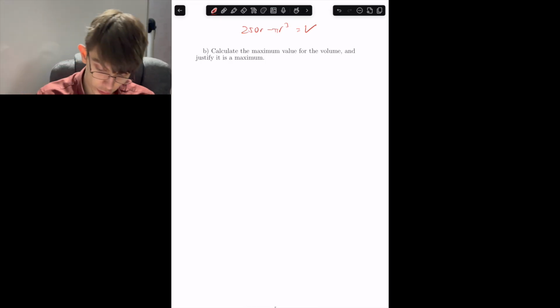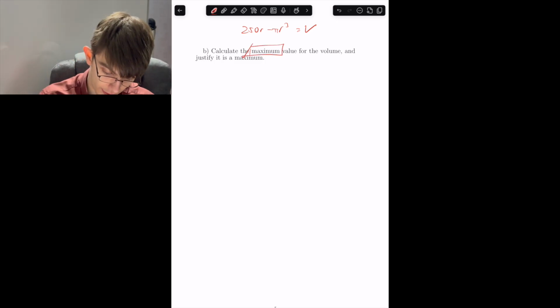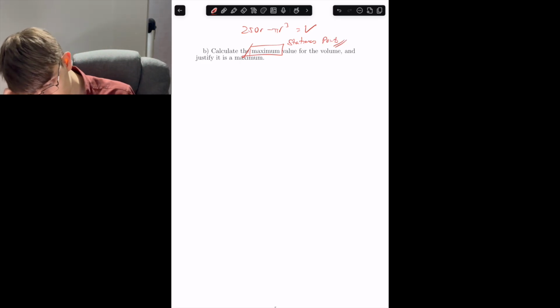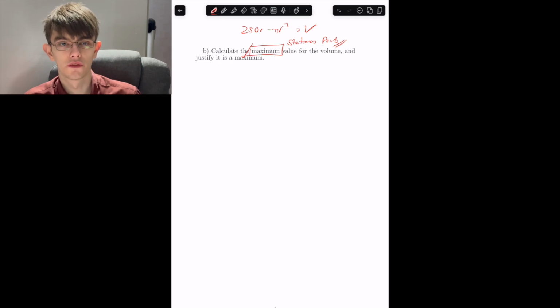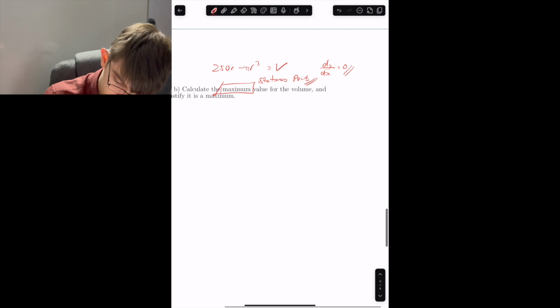Whenever you see the word maximum, there should be one thought in your mind, and that thought is stationary points. When we're dealing with maximums of graphs, minimums of graphs, it is a stationary point, and so our gradient must be 0.